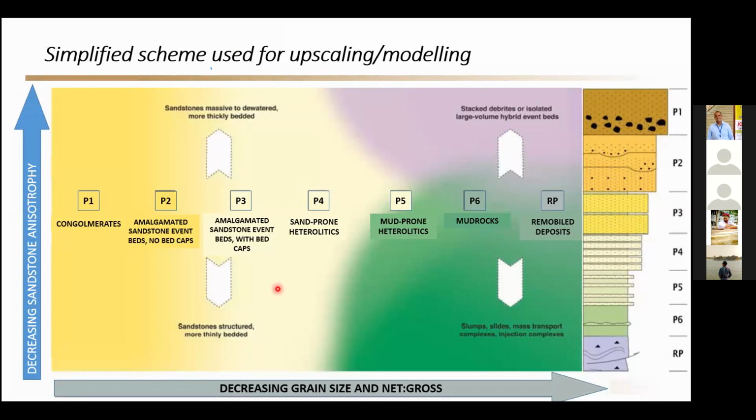This is my scheme for upscaling the lithotype into the depositional packages. I will use the sandstone anisotropy for conglomerate, for example. I will check all of the lithotypes which have the same sandstone anisotropy, known as P1. The amalgamated sandstone, for example, is P2. I will check the decrease in sandstone anisotropy and in the net-to-gross. So my depositional packages, I can even use them to predict my net-to-gross values.